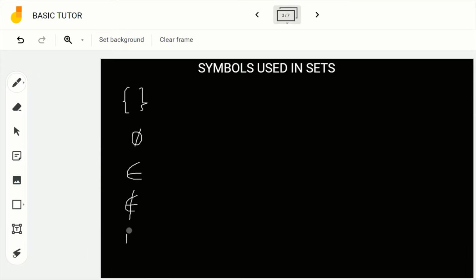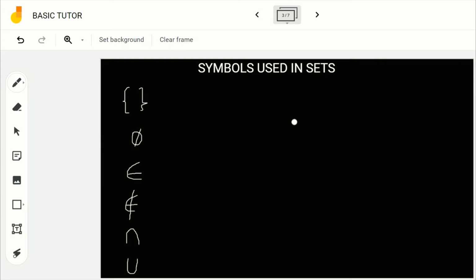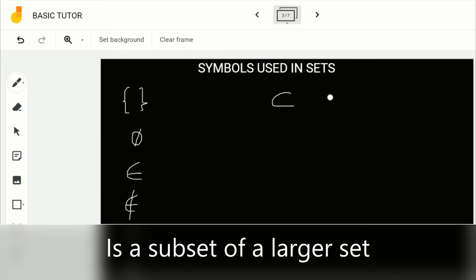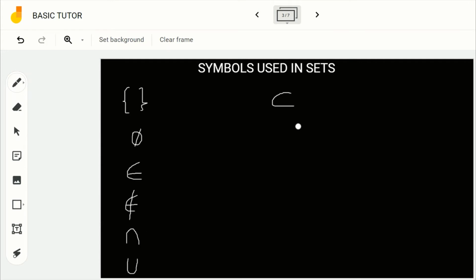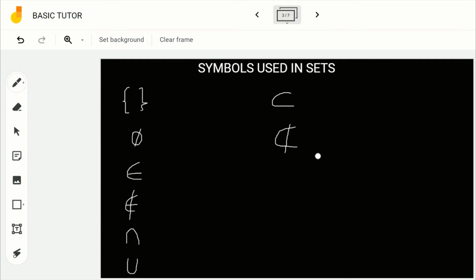We have this symbol. This symbol is for intersection of a set. We have this symbol. This symbol is the union of a set. We also have this symbol right here. This symbol is used when a set is a subset of a bigger set. All right. We also have this symbol. This symbol is used when a set is not a subset of a bigger set.